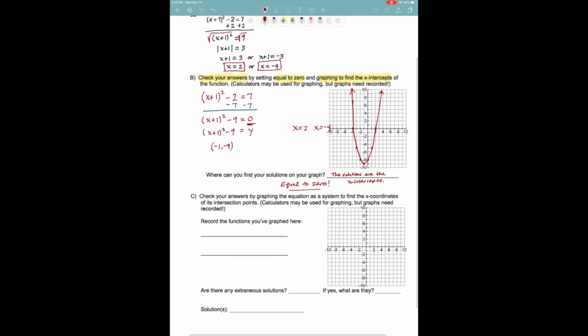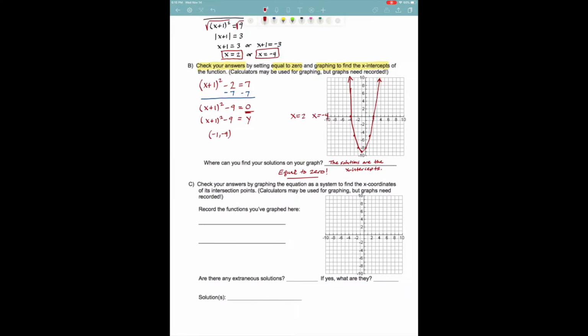Okay, let's look at C here. We're going to look at it from a different standpoint. It says check your answers by graphing the equation as a system to find the x-coordinates of its intersection points. So what we're going to do with our original equation, the quantity x plus 1 squared minus 2 equals 7, is break it apart here and graph each of them as its own function. I wrote y there. I actually meant to write 7. I don't know why I wrote y. So this actually is going to be 7.